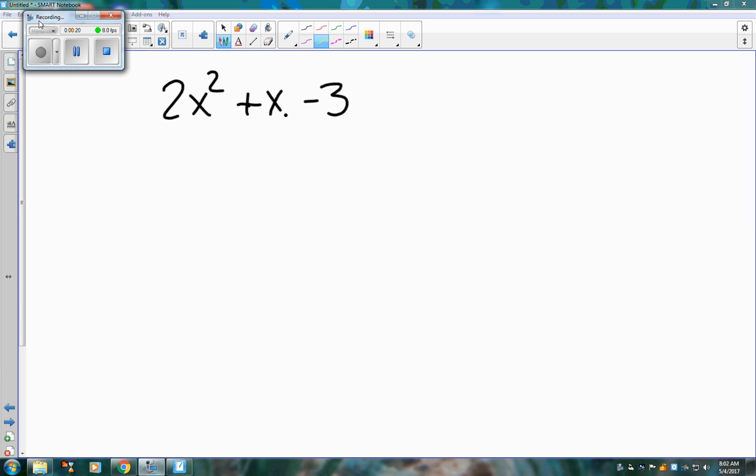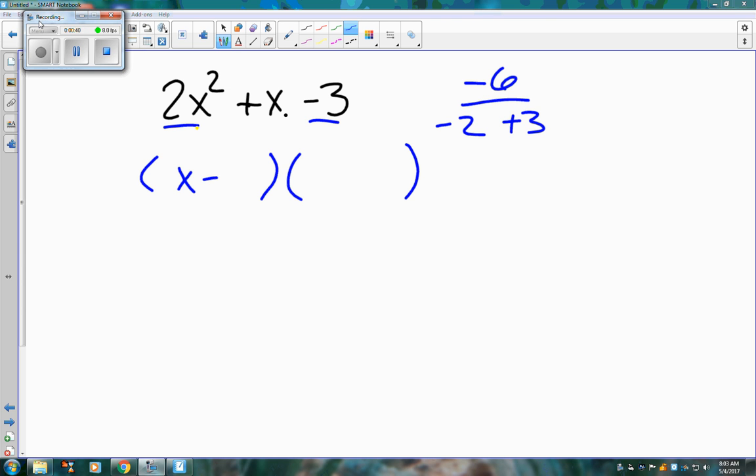I like the multiply, divide, slide method. Multiply 2 times negative 3 gives me negative 6. Factors of negative 6 that will add to give me positive 1: negative 2, positive 3. Put those into temporary factors. x minus 2, x plus 3.